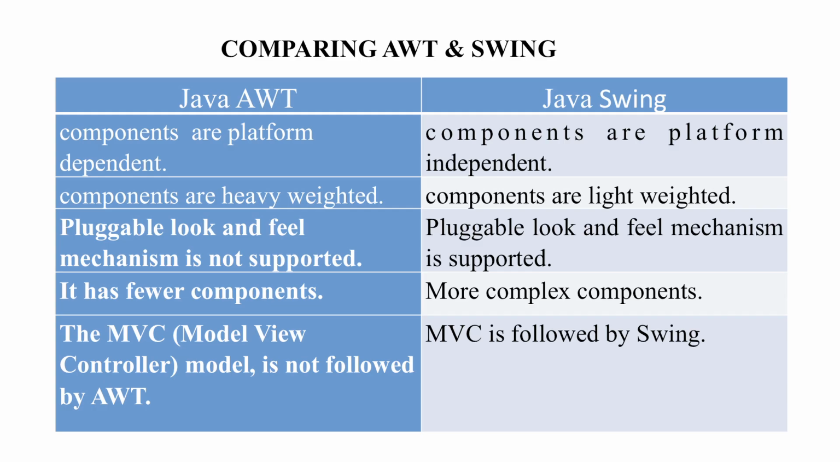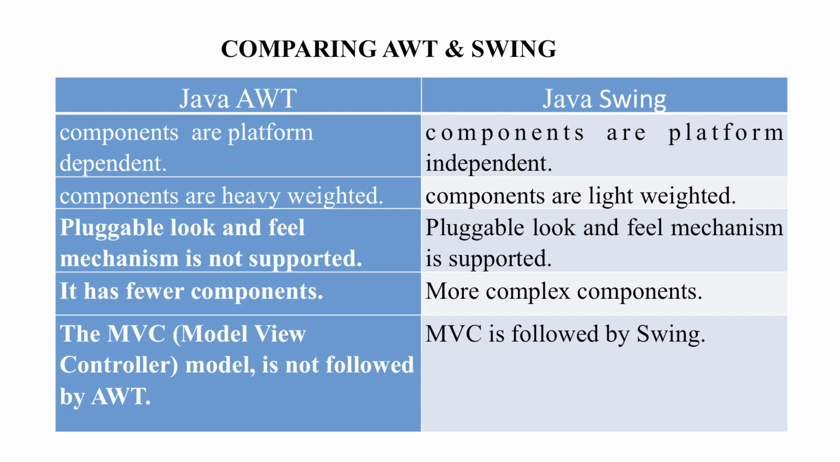In Java AWT, the pluggable look and feel mechanism is not supported. Feel means how they behave, and look means how they appear, while Java Swings have a pluggable look and feel mechanism. Java AWT has fewer components, while Java Swing has more complex components like JButton, JTextArea, JTable, etc.